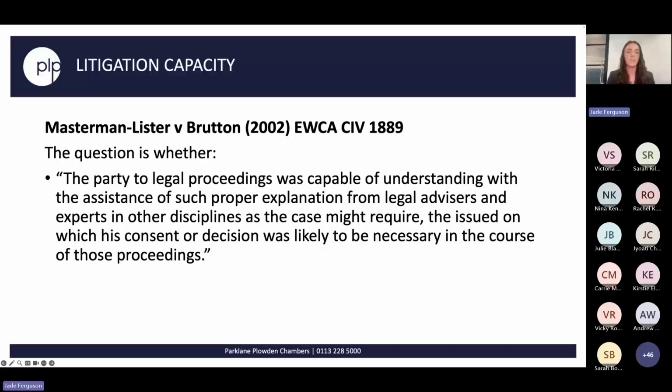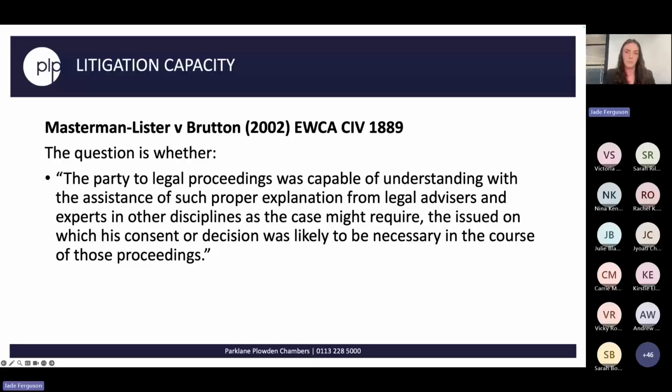So moving on to what exactly is litigation capacity? Because as I've just set out, capacity is decision specific. So it's really crucial to understand what exactly we're talking about here. Now, the test originally comes from a case called Masterman-Lister. That case actually predates the Mental Capacity Act, but it is consistent with it. So the core question really is whether a party to legal proceedings is capable of understanding, with the assistance of proper explanation from legal advisors, issues which they are likely to need to make decisions on during proceedings.